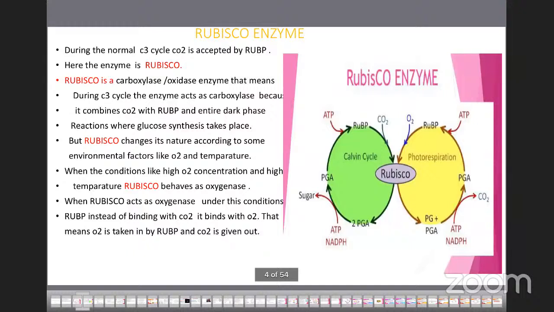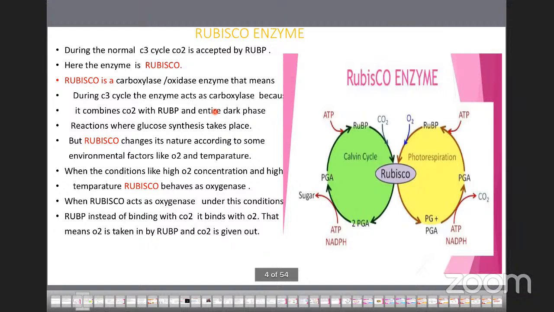And here, Rubisco acts as a carboxylase, or it also acts as an oxidase enzyme. That means that during the C3 cycle, the enzyme acts as a carboxylase because it combines CO2 with RuBP, and the entire dark phase reactions take place where glucose synthesis takes place.